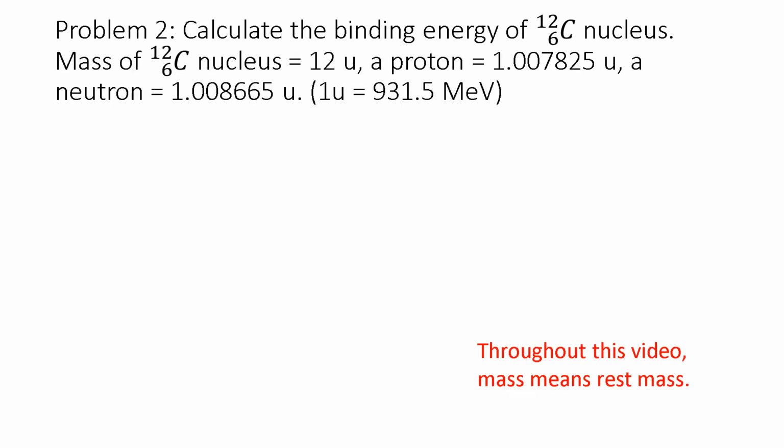Problem 2. Calculate the binding energy of the 6C12 nucleus. Mass of the nucleus is 12 unit. Mass of a proton is 1.007825 unit and mass of a neutron is 1.008665 unit. 1 unit is equivalent to 931.5 mega electron volt. Pause the video, try to solve it yourself and then proceed.